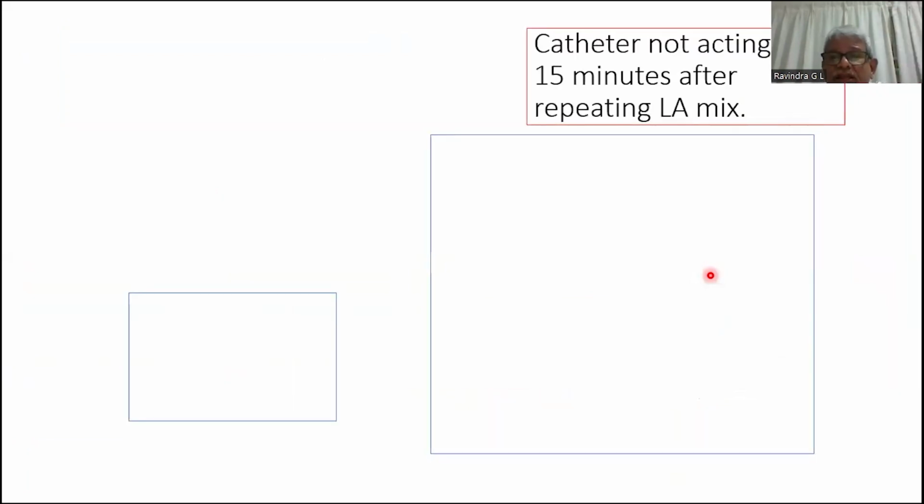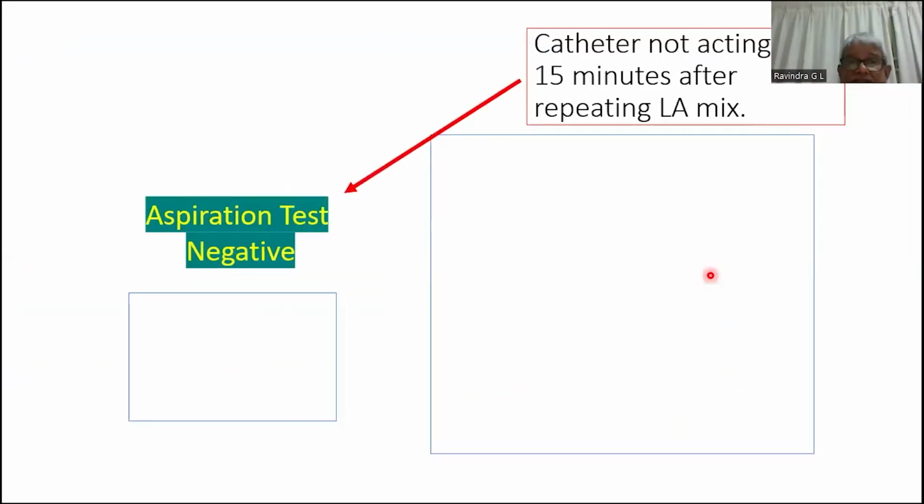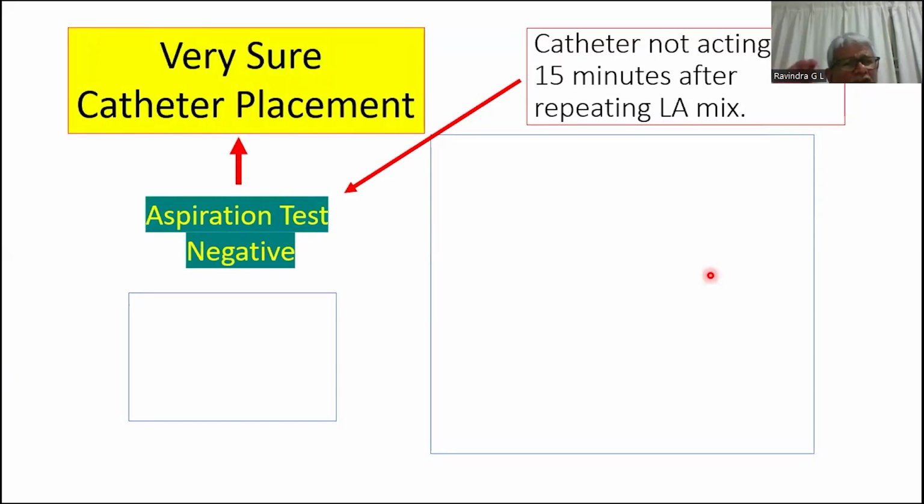So, supposing the catheter is not acting in 15 minutes after repeating the local anesthetic mix, the aspiration test is negative. You aspirate, there is no blood. The blood is not there means aspiration test is negative. And you are very sure of the catheter placement. Most of the times, all of us are practicing anesthesiologists. We know how the epidural catheter slides inside the epidural space. When you are pushing it, that feeling is fantastic. You appreciate it very much, right? And aspiration test is negative. It has not acted, but you're not very sure. You don't want to remove the catheter. You don't want to give a large dose.